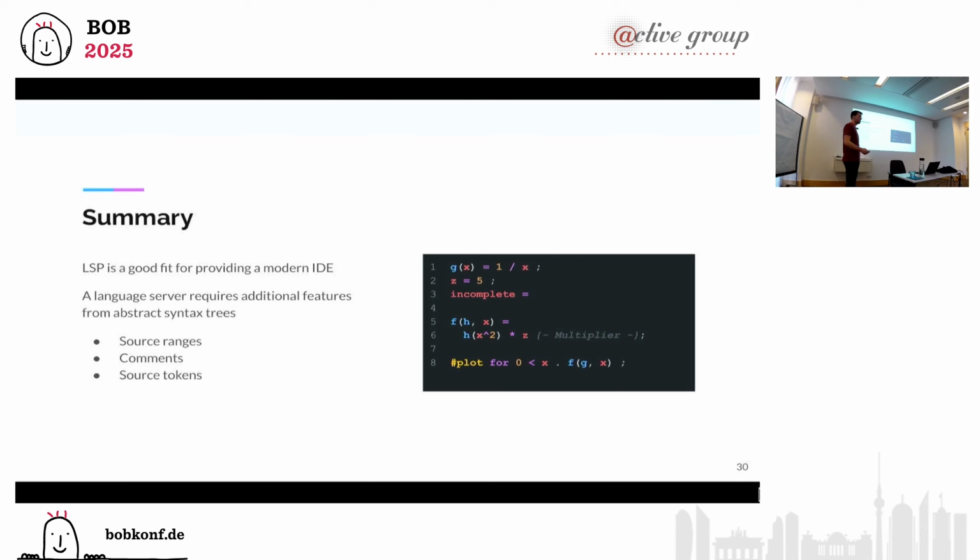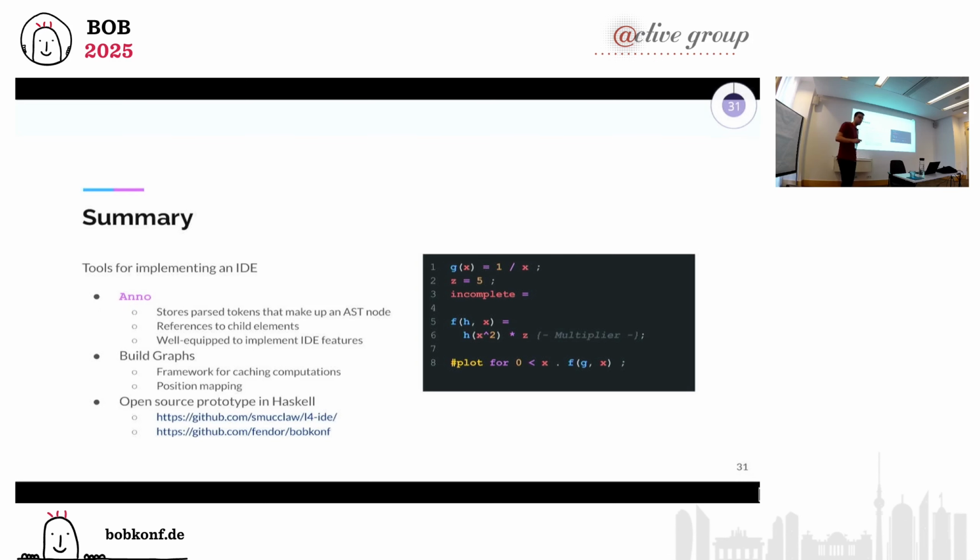What we've seen in this talk are a couple of tools that can help you implement an IDE for your DSL. The first thing is this source annotation type. What you need is some kind of source annotation type, which stores all the parsed tokens that make up the AST node in particular.